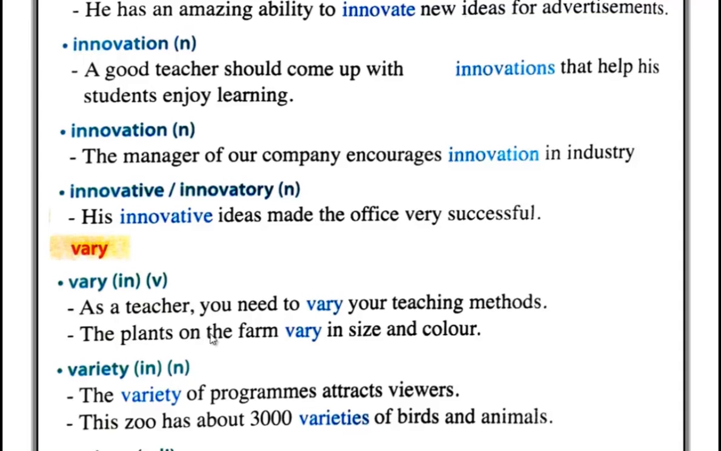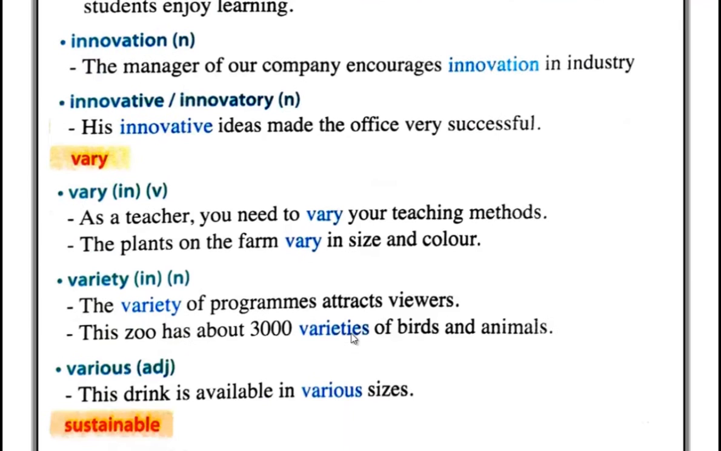The plants on the farm vary in size and color. They are not the same. They differ in size and color. As for variety, variety means a lot of things of the same type that are different from each other in some way. So a lot of things differ from each other in some way.